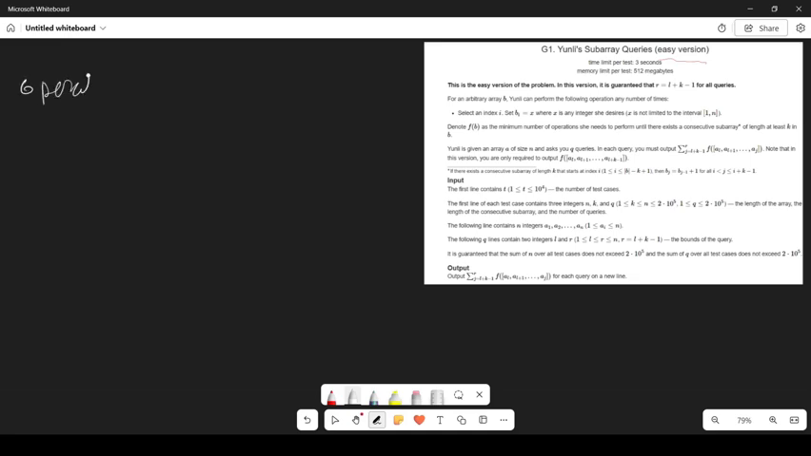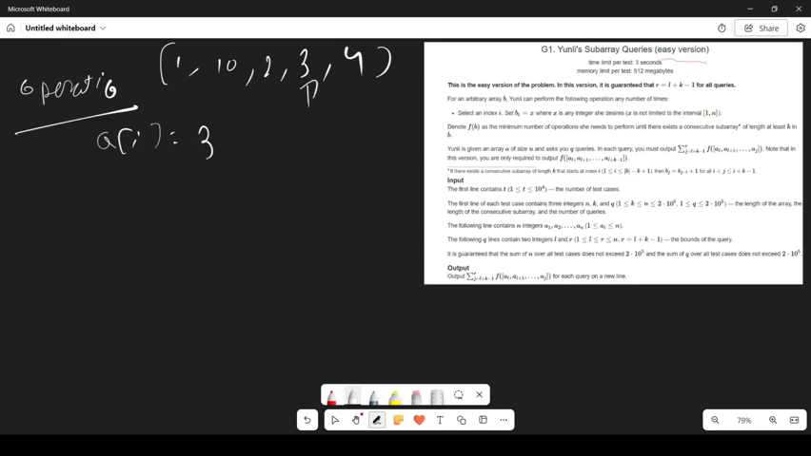And what those operations look like: you can take any element from the array, say a of i is equal to 3. Let's consider the array is 1 10 2 3 4. So here we took the 3 and we can change it to any value. As the restriction says, set a of i is equal to x, where x is any integer you desire. X is not limited to the interval 1 to n. That means we don't have any restriction on what value we want. We can change this to -10, we can change it to 30, we can change it to 2, anything is possible.